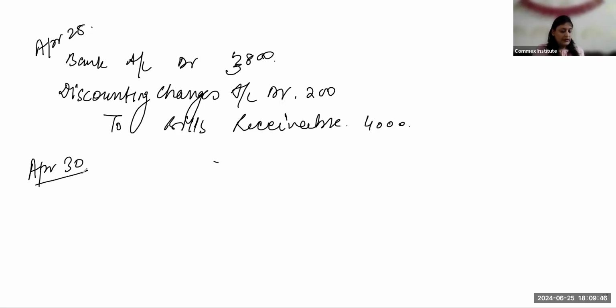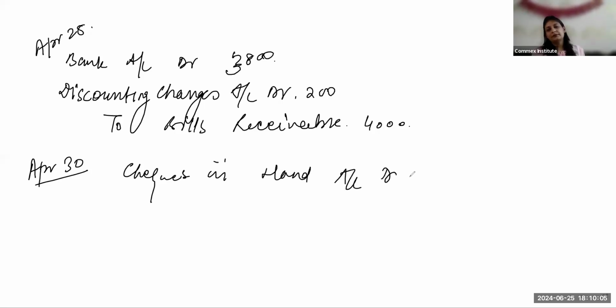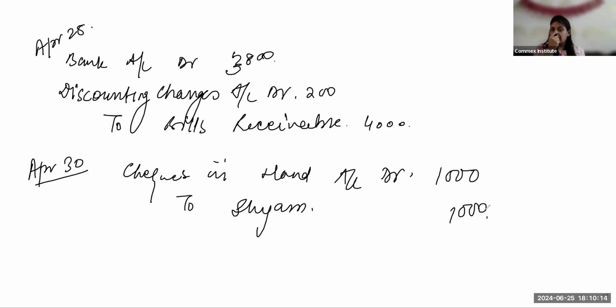Received a check from Shyam after banking hours. If you're receiving a check from Shyam after banking hours, the entry would be passed through checks in hand. So it will be checks in hand account debit to Shyam, 1,000 and 1,000. And when next day I deposit the checks in hand to the bank, we'll pass the entry as bank account debit to checks in hand.